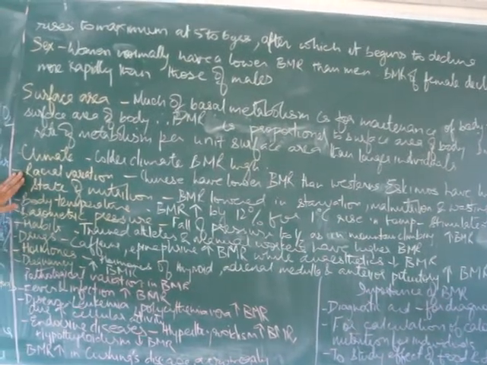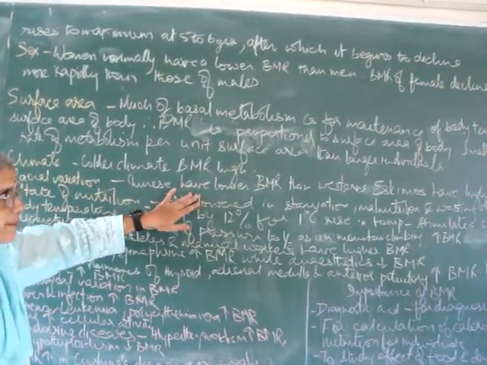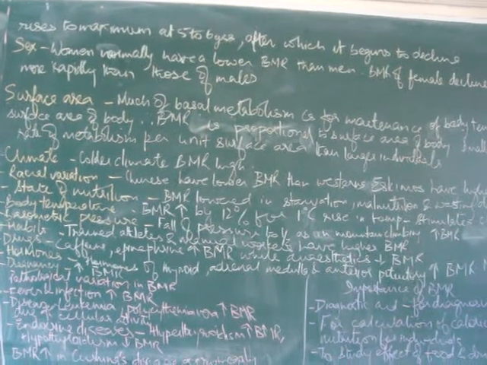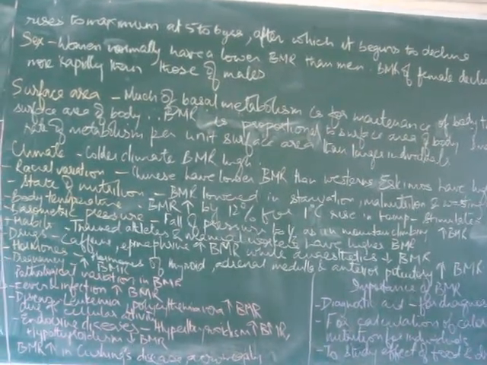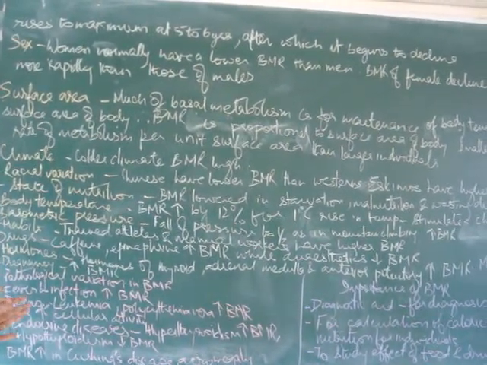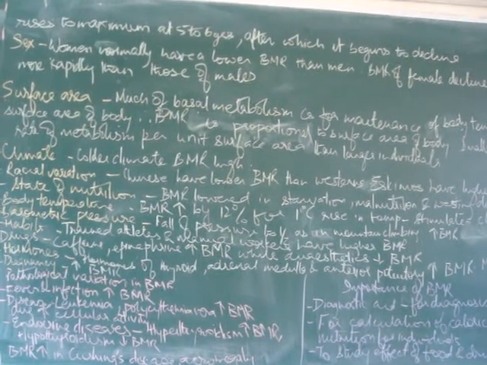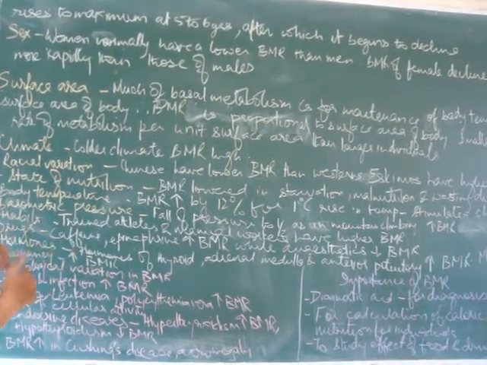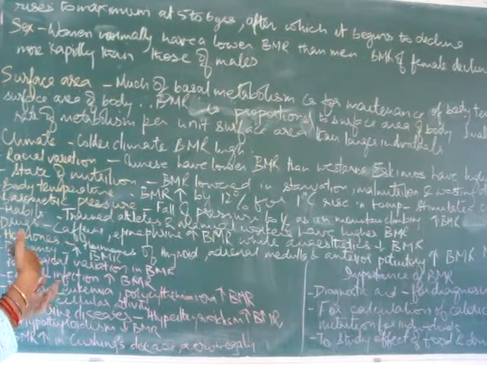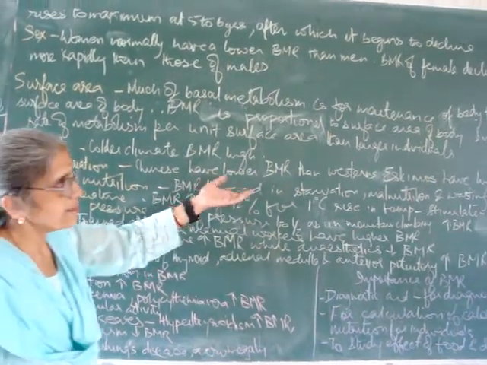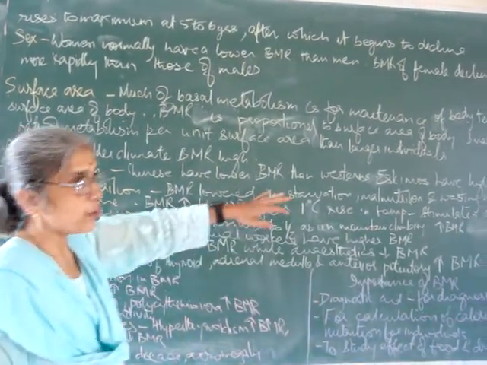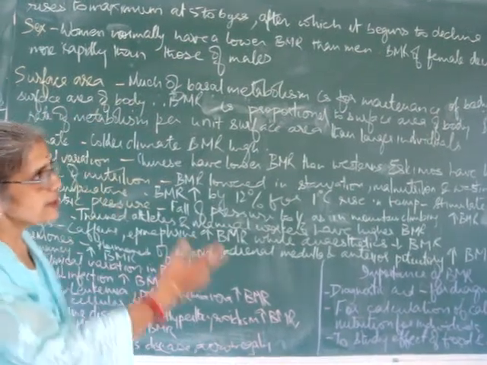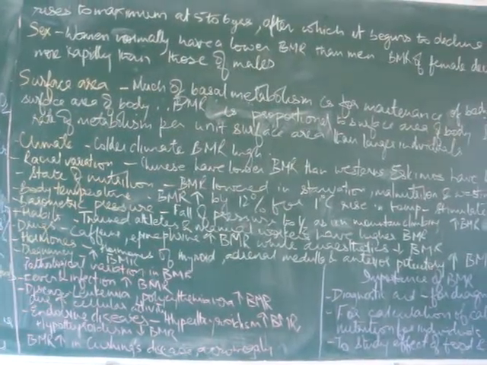Then racial variation: Chinese have a lower BMR than Westerners. We all know Westerners are taller as compared to Chinese people. They both may be living in cold conditions, but still Chinese will have a lower BMR. This is racial variation as compared to Western people. Eskimos live in very cold areas, so they have a higher BMR.